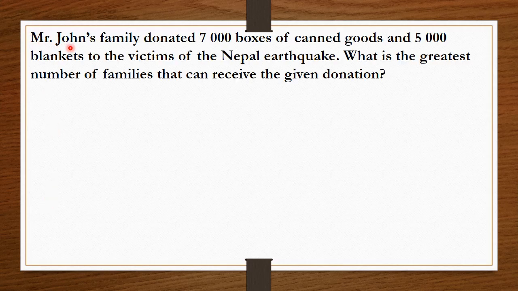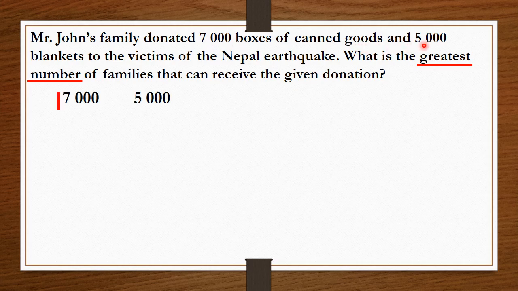Alright, example number 1. Mr. Jen's family donated 7,000 boxes of canned goods and 5,000 blankets to the victims of the Nepal earthquake. What is the greatest number of families that can receive the given donation? Our keyword here is the greatest number. Since the keyword is the greatest number, we have to find the greatest common factor of 7,000 and 5,000.